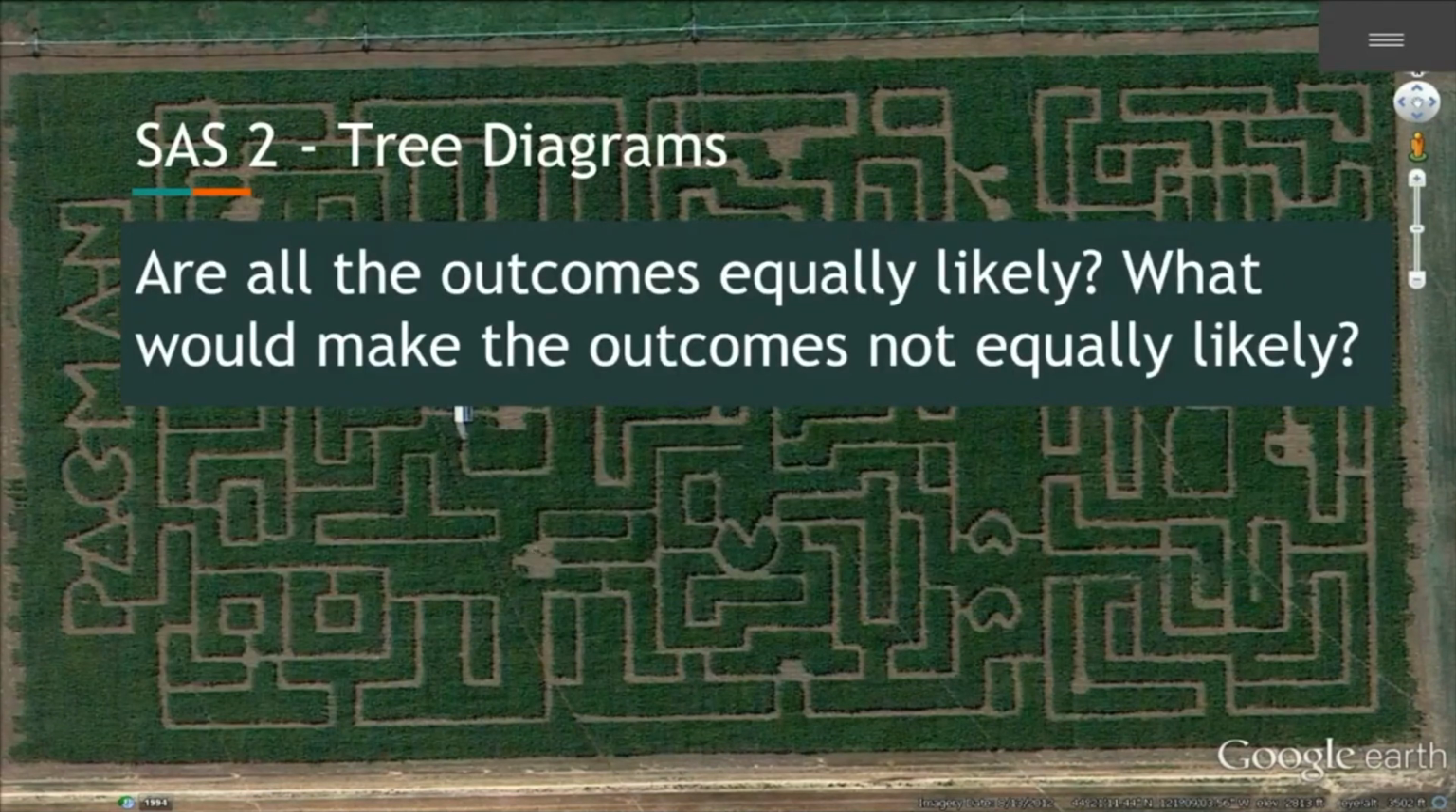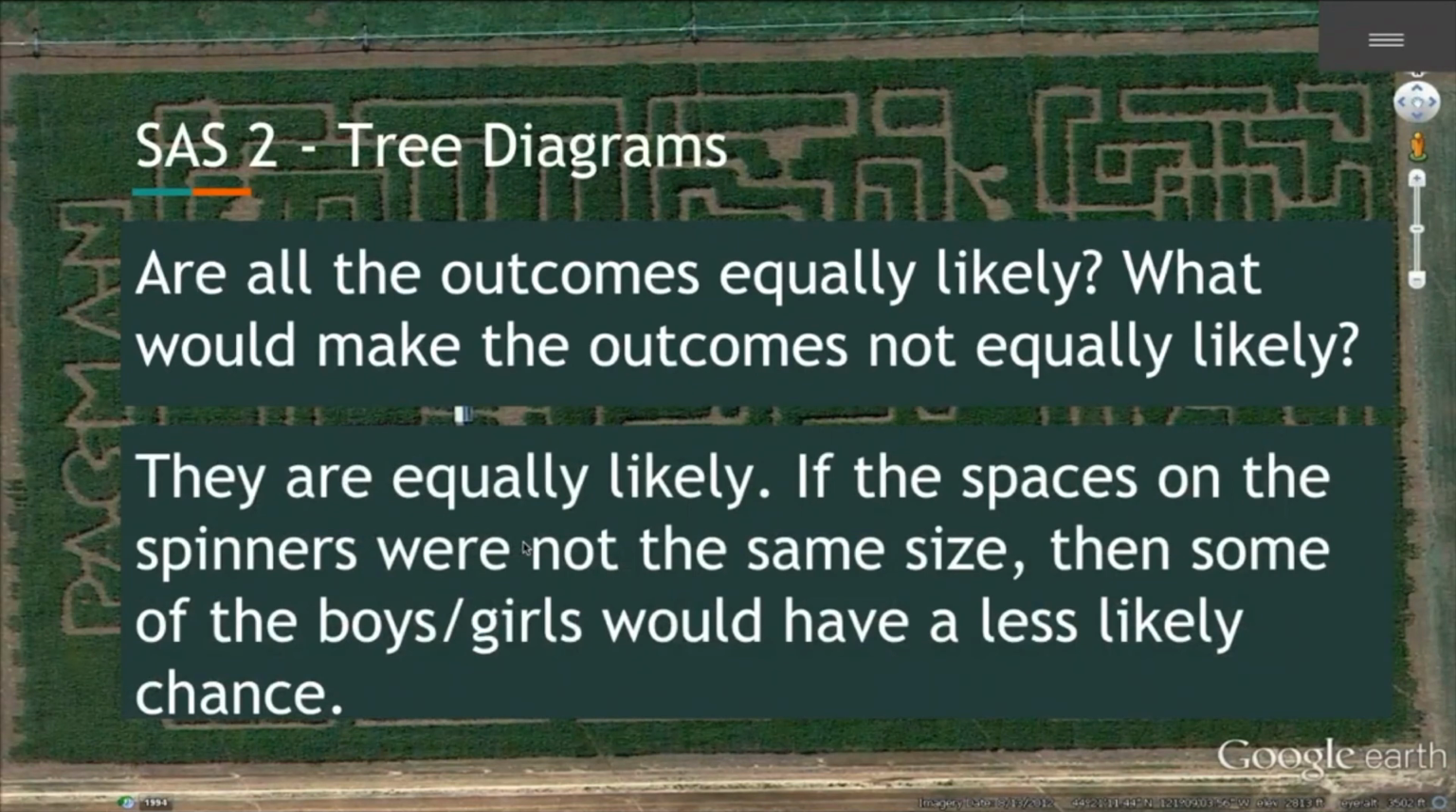Are all the outcomes equally likely? And what would make the outcomes not equally likely? They are equally likely. If the spaces on the spinners were not the same size, then some of the boys and girls might have a lesser likelihood of being chosen.